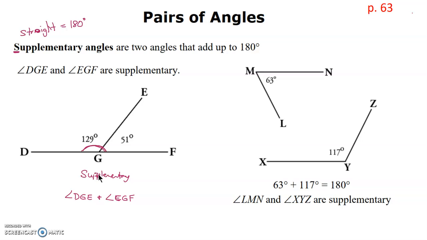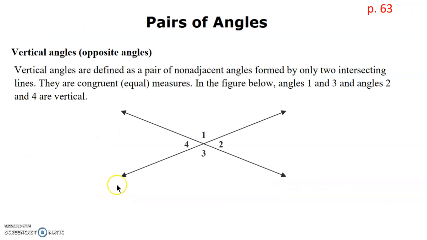Same thing goes as the complementary. Those two angles, DGE and EGF, they were touching each other, they're adjacent, but they don't have to be. So for angle LMN or NML, that's 63 degrees, and XYZ is 117 degrees. So because 117 and 63 add to 180, they are supplementary angles.